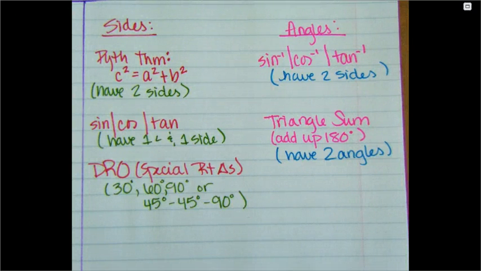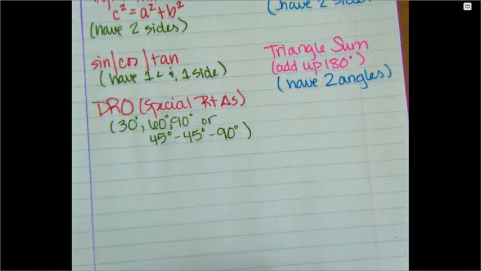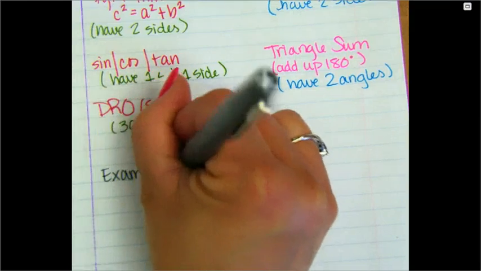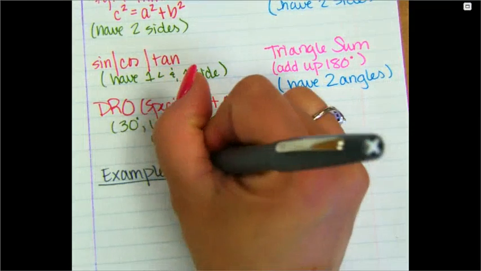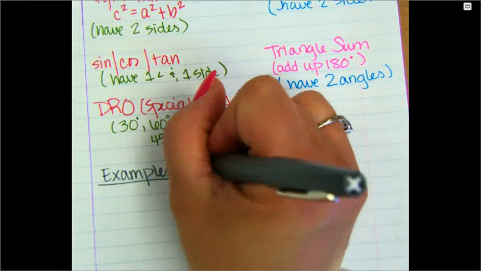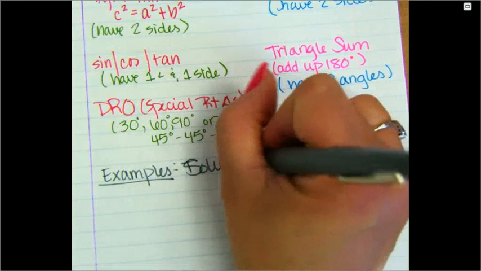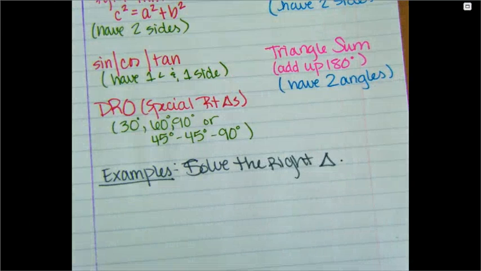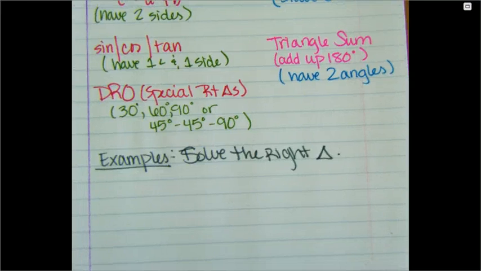Example time. So, here we go. I'm going to give you the directions. You ready? What do the directions say? Solve the right triangle. Now, do the directions really tell me what I'm doing? No, it doesn't. It just says solve the right triangle. Your homework will look just like that. It's going to say solve the right triangle. And it's going to tell you to round.